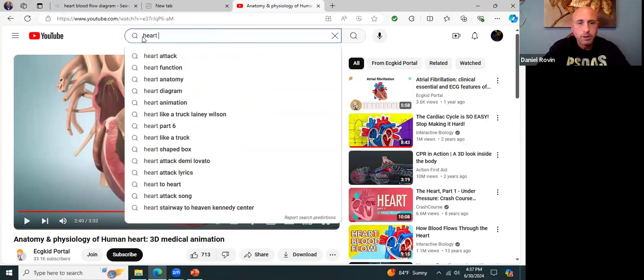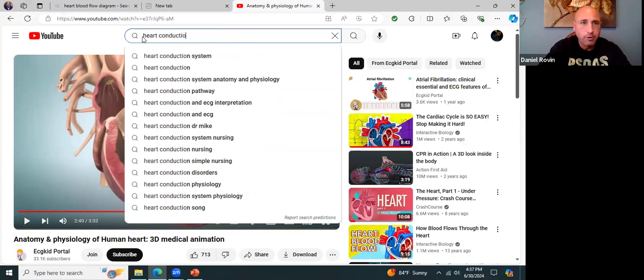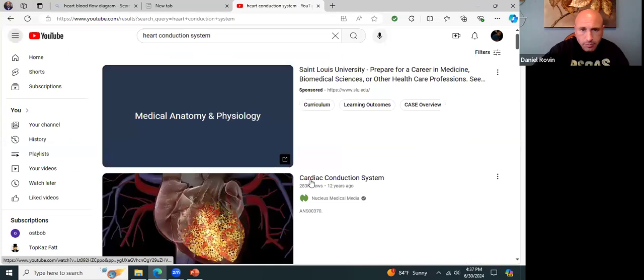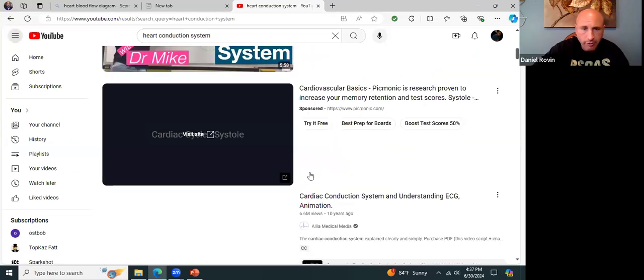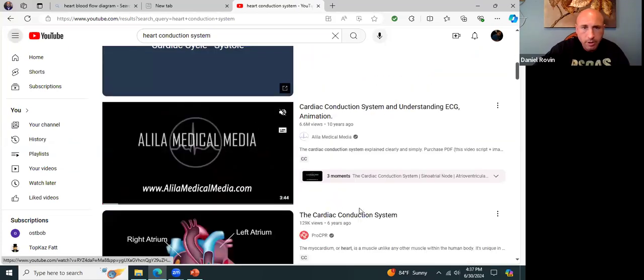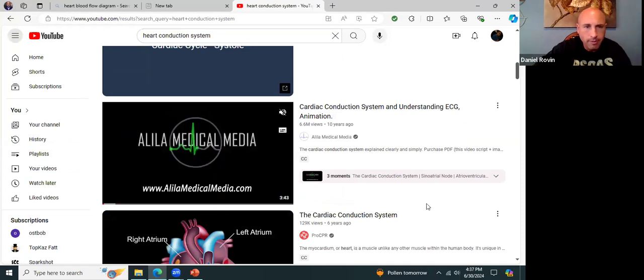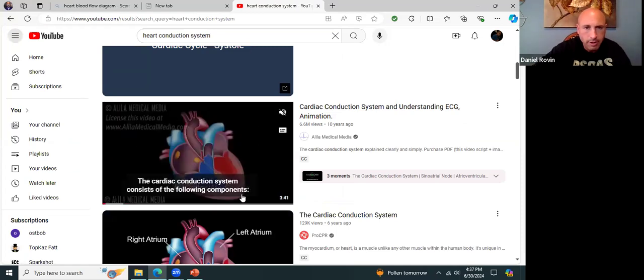Heart conduction system. And by the way, when you see an EKG, right? Let me show you what I mean by EKG. When you see the EKG, look on this video right here, you see how there's the green line and it says P wave and then QRS wave. That is known as an electrocardiogram. There you go. The Alia Medical did it.